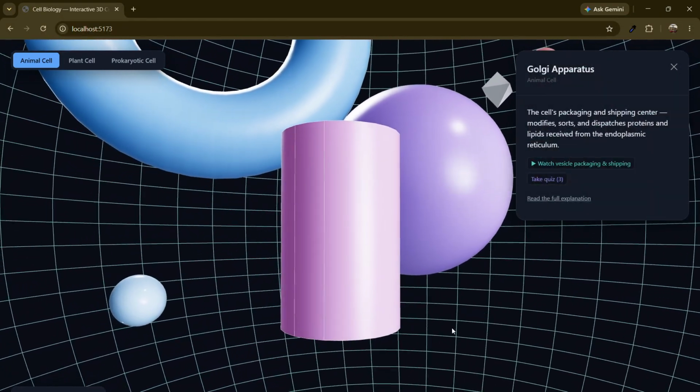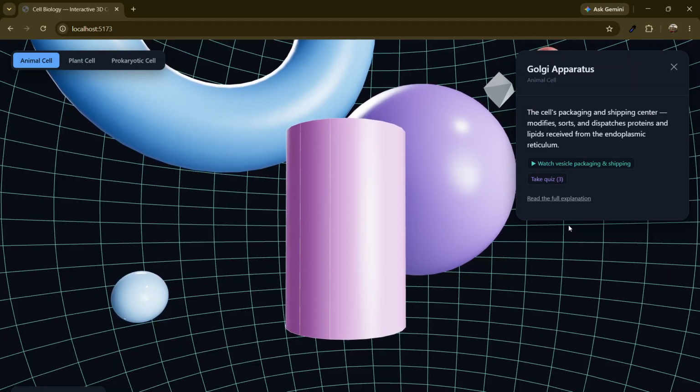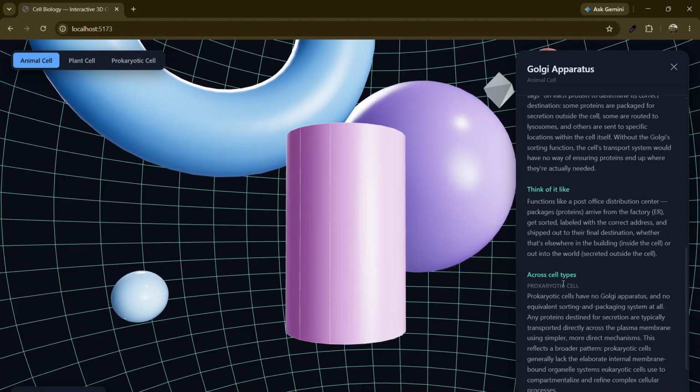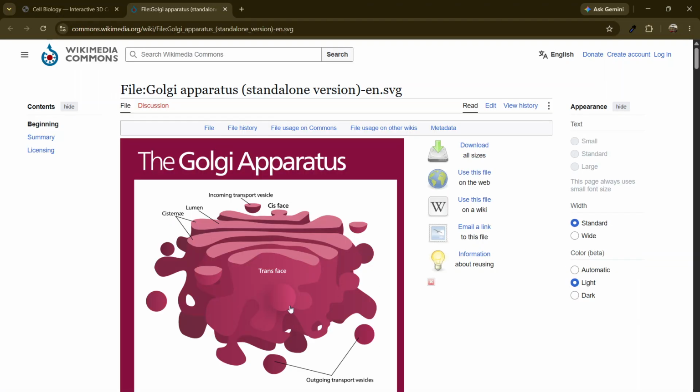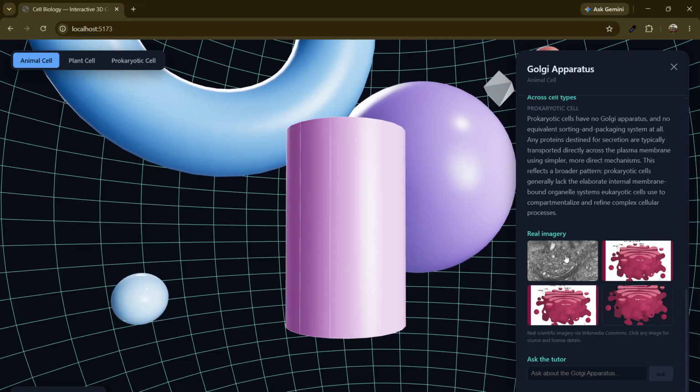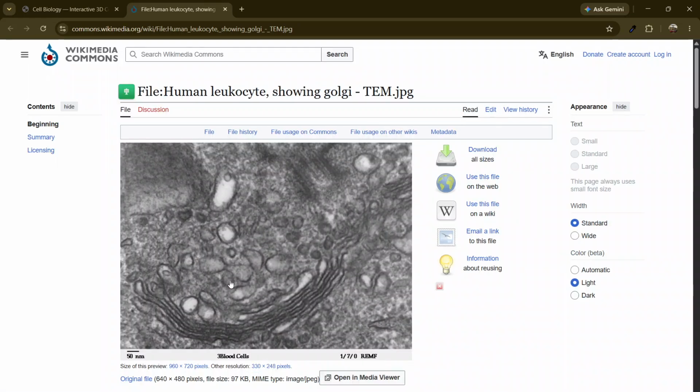We'll click on this right here. This is the Golgi apparatus. Let's see what we got as far as imagery. Oh, I like that. That's pretty cool. Okay, let's take a look at the, oh, that's really cool. Dang. Okay.